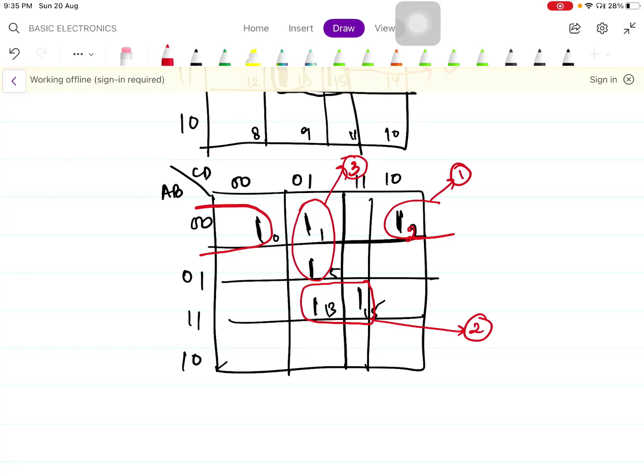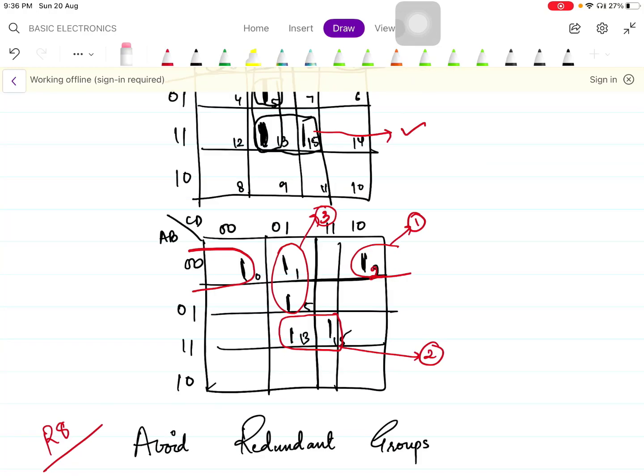All right, so our rule number 8 says, till rule number 7 we have already read in the previous videos. So rule number 8 is we have to avoid redundant groups. So rule number 8 is avoid redundant groups.